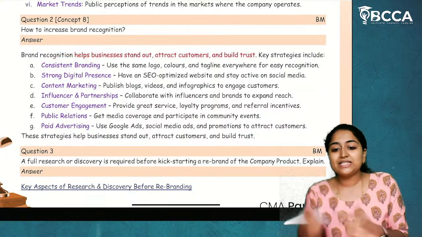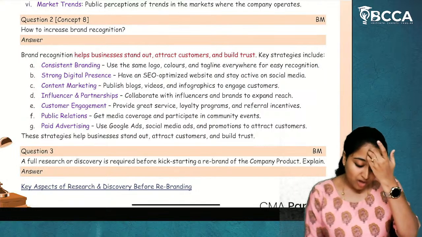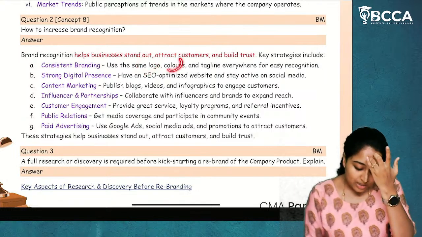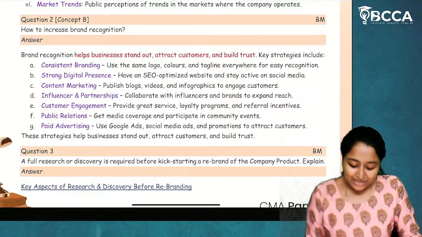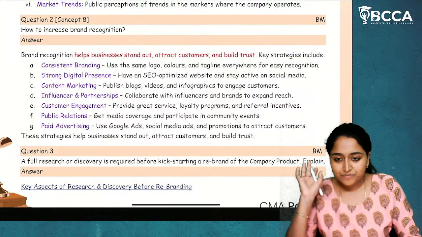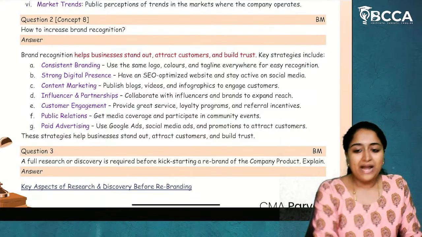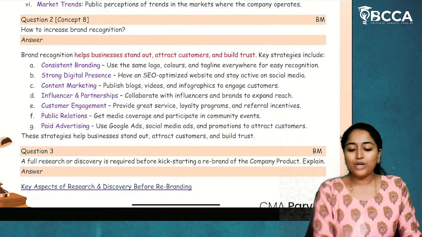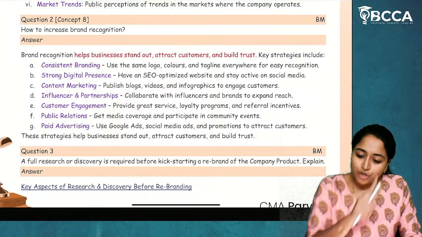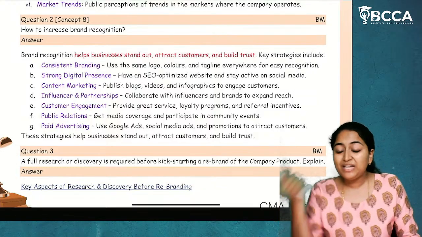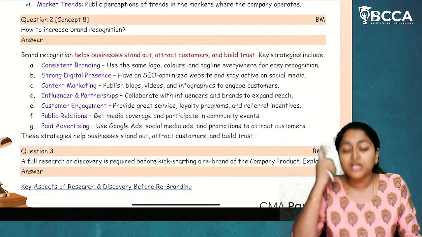Now first is consistent branding, which means always use the same logo, same colors, same tagline everywhere for easy recognition. So if you are trying to build a brand, whatever logo you have, whatever name you have, you have to use it on a constant basis. Only then will the public have that perception, and it will be registered in their minds.